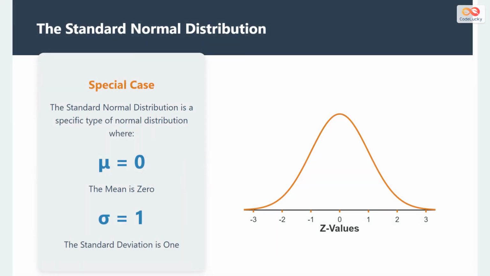So, what makes the standard normal distribution special? It is a specific case of the normal distribution where we lock the parameters to simple values. The mean is always exactly 0, centering the curve on the y-axis, and the standard deviation is exactly 1. This creates a universal standard that we can use to compare different datasets.